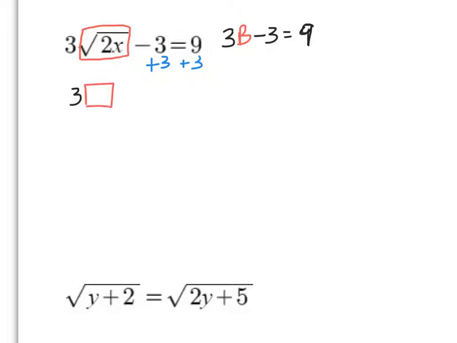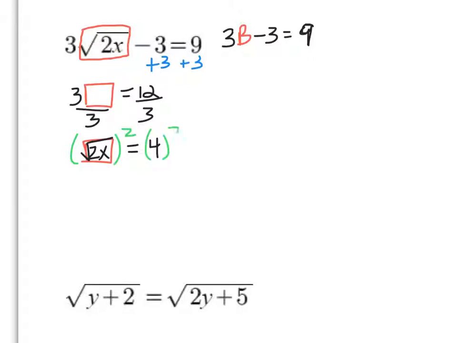3 times my blob equals 9 plus 3, which is 12. How do I get rid of the 3? We're going to divide. Blob equals 4. Is that positive? Yes. Okay, we're good to keep going. So I have square root of 2x, which is what was really in my blob. And how do I undo a square root? We're going to square both sides. So I get 2x equals 4 squared, which is 16. And now we're going to divide by 2, and I get that x equals 8.